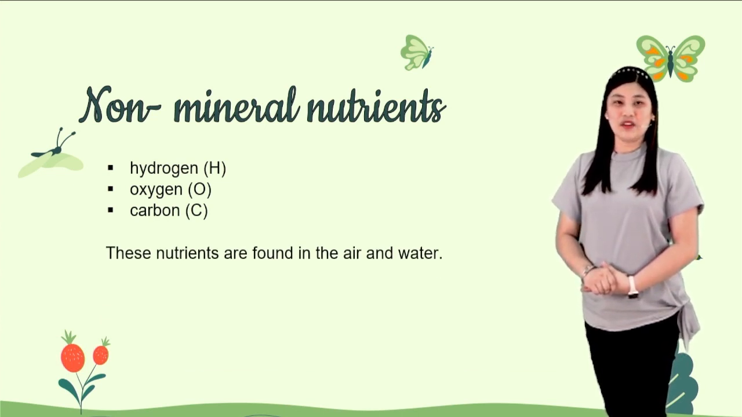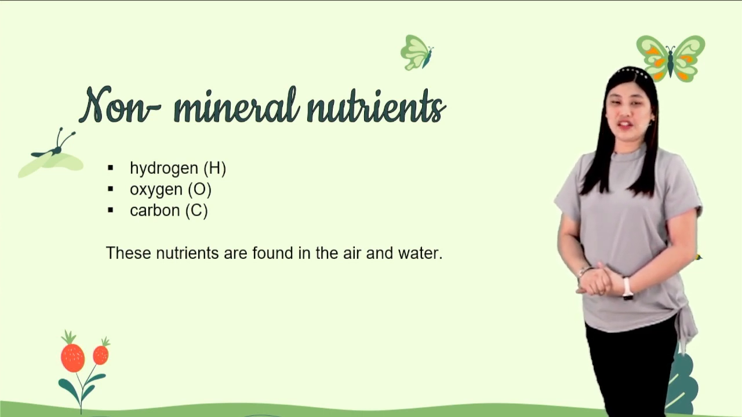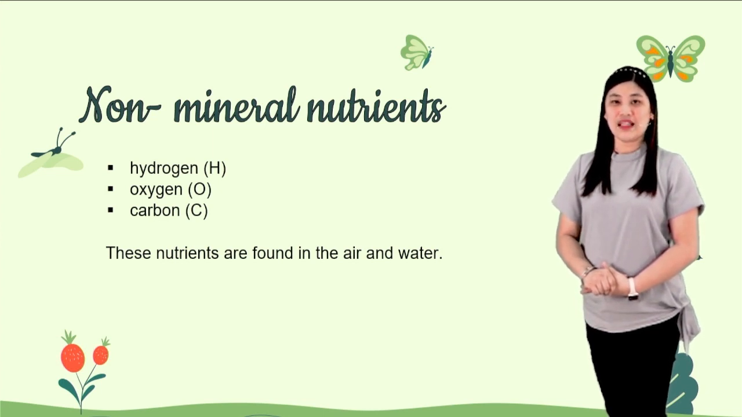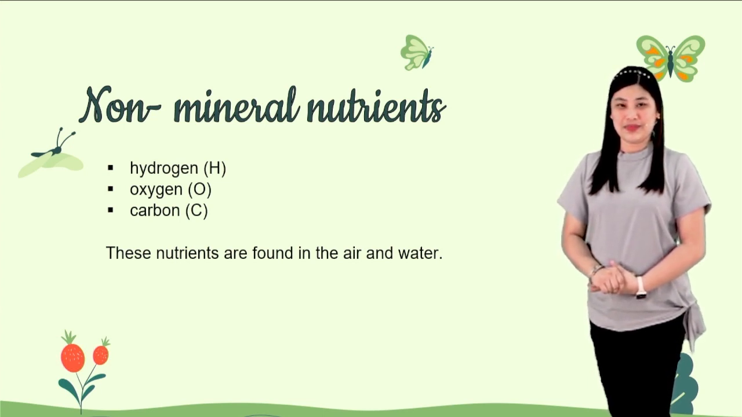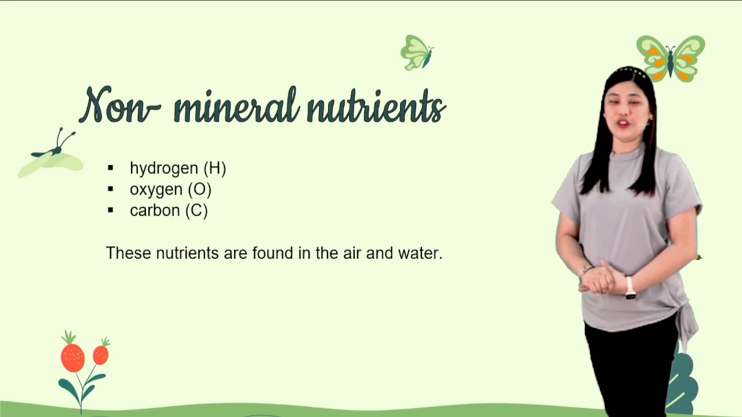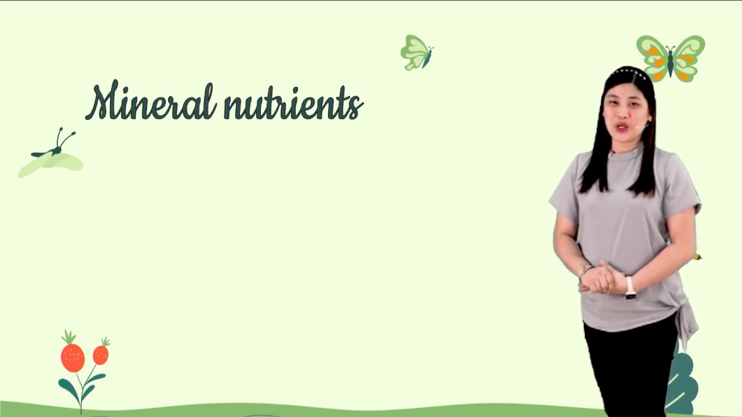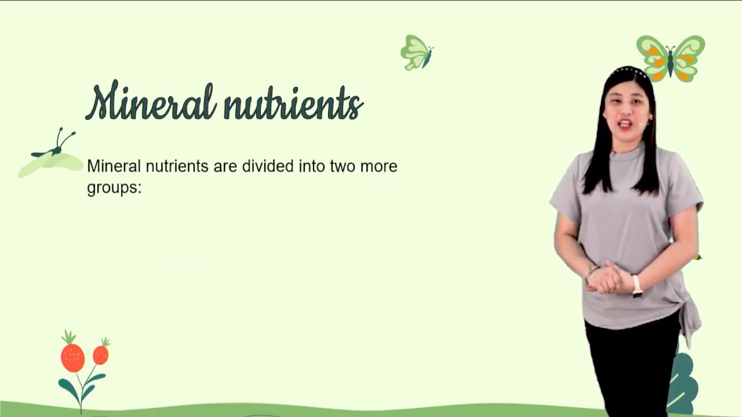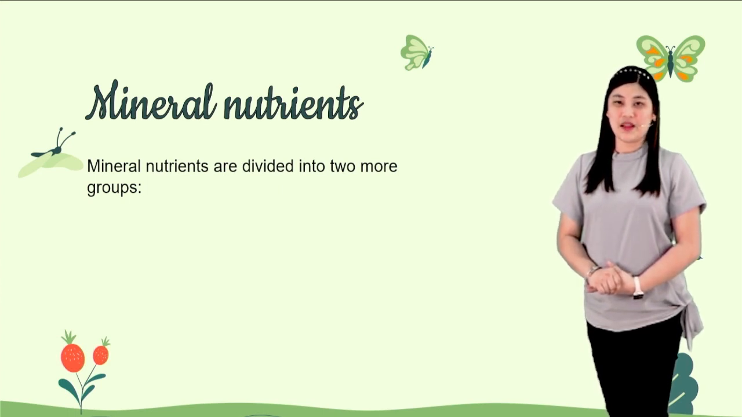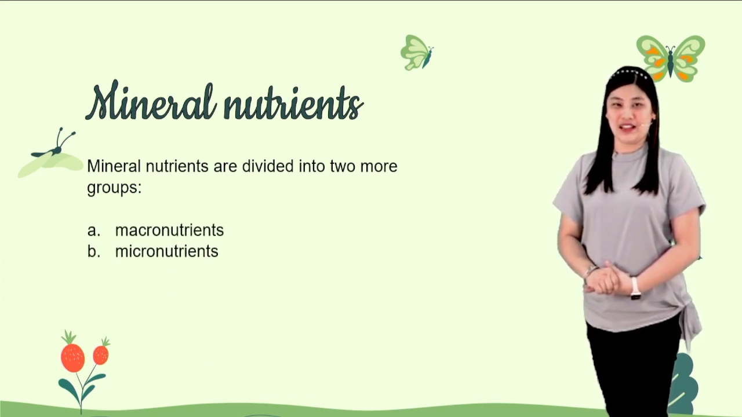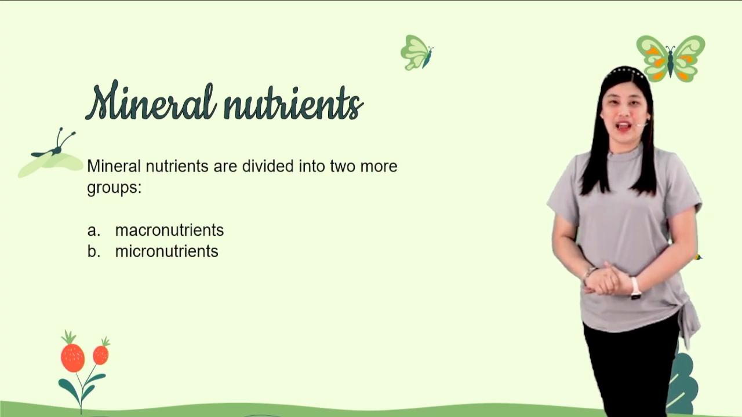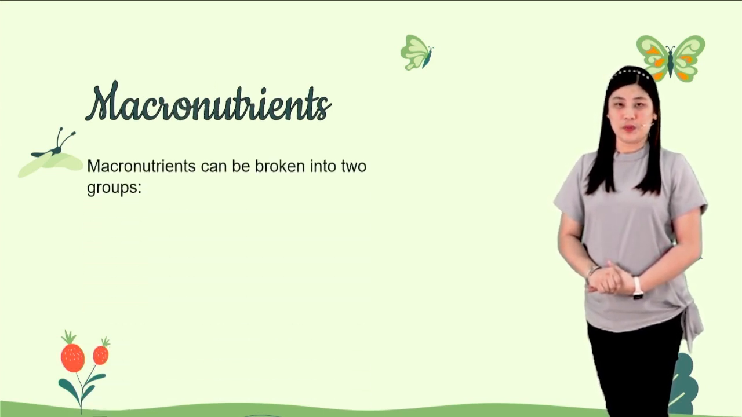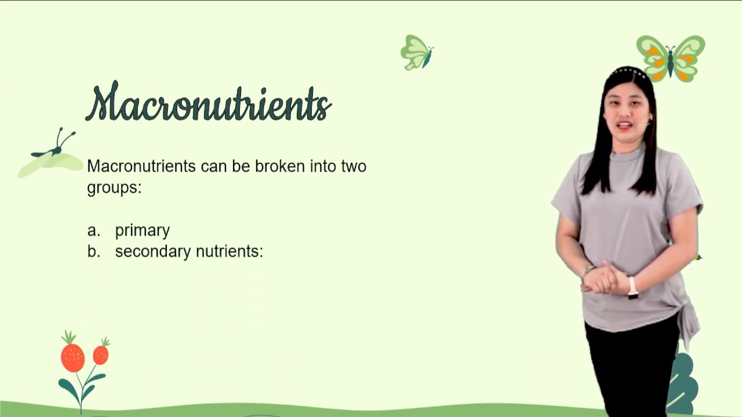In a process called photosynthesis, plants use energy from the sun to change carbon dioxide and water into starches and sugars. These starches and sugars are the plant foods. And the second group is mineral nutrients. Mineral nutrients are divided into two more groups, the macronutrients and micronutrients. Macronutrients can be broken into two groups, primary and secondary nutrients.